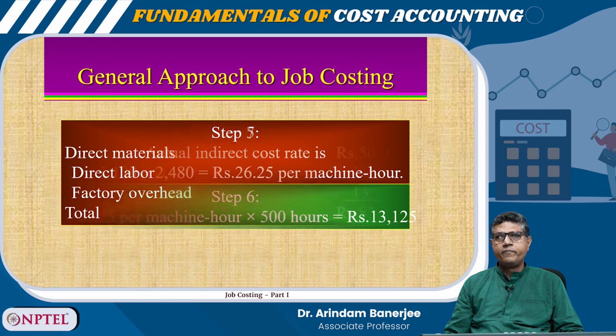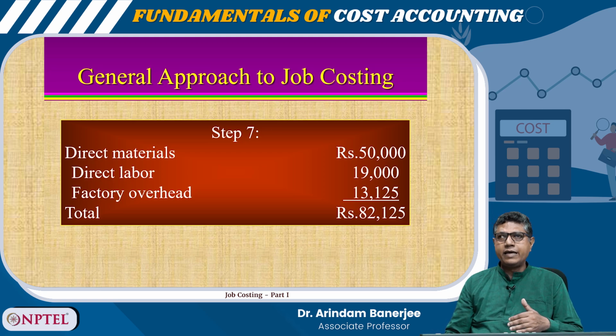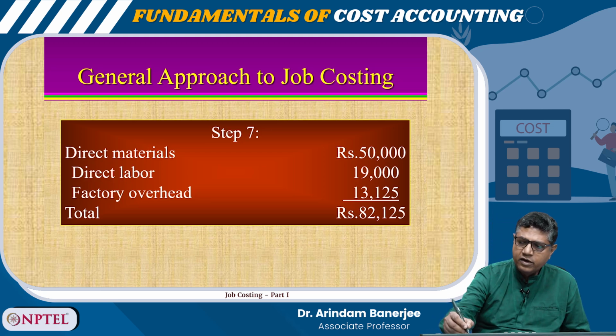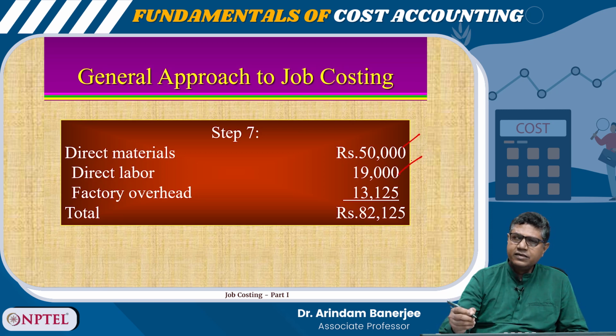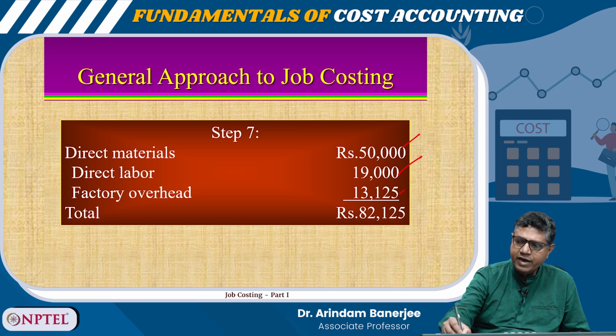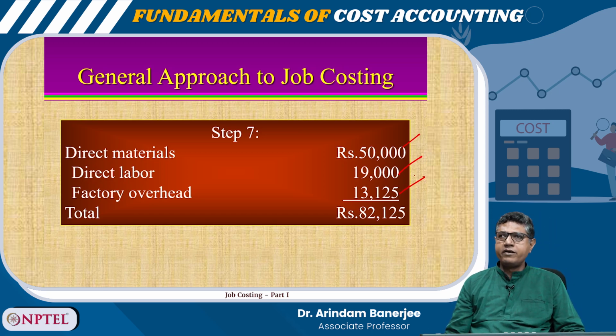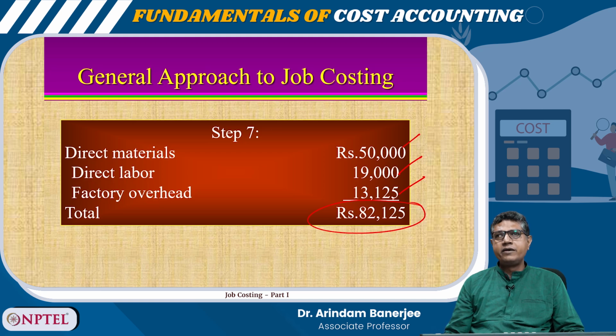13,125. Now I can add the direct cost as well as the indirect cost to arrive at the total. So 50,000 already given, that is material cost. Direct labor 19,000, this is the direct cost, and overhead allocation we have done 13,125. If we add this, then the total is coming to rupees 82,125. So this is my cost.